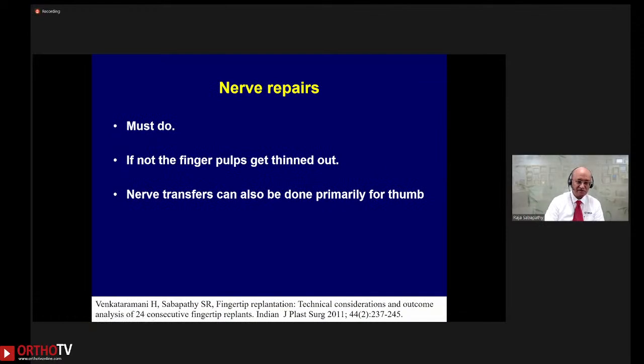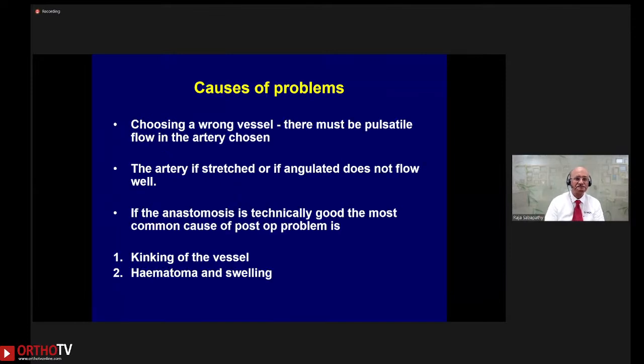Do we do nerve repairs? Yes, we do, and I will say you must do. If not, the finger pulps get thinned out, and you see coning of the fingertip. Also, you could do nerve transfers if you cannot get the ulnar side distal nerve. But just because you don't get a nerve, don't stop doing a tip replant or finger replant, because you can get good results without them also. And they do get protective sensation over a period of time.